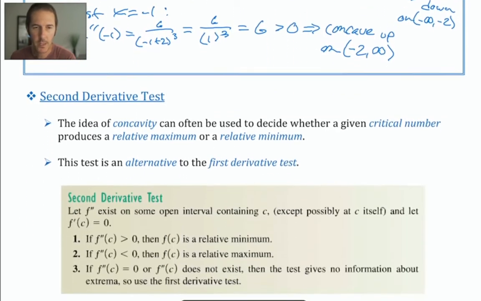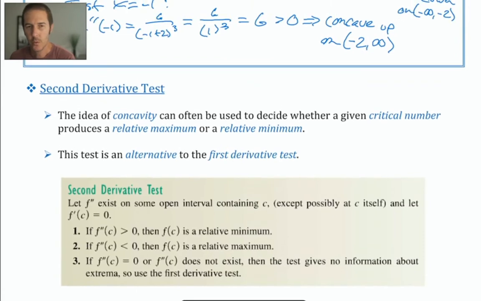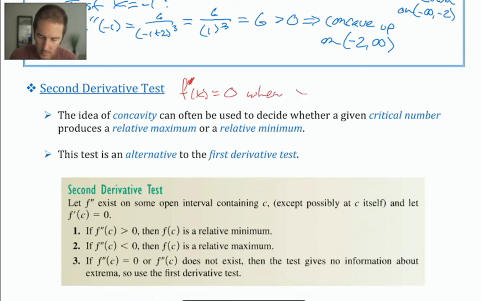Right, so this looks good. Nice. The second derivative test, the idea of concavity, can often be used to decide whether a given critical number produces a relative max or a relative min. It's an alternative to the first derivative test. So let's just say, hypothetically, that I give you a function and you took the first derivative, set it equal to 0, and found that f prime of x equaled 0 when x equaled 5.